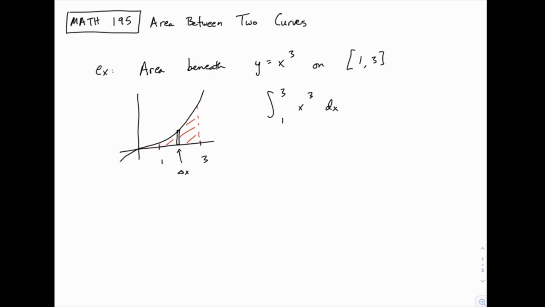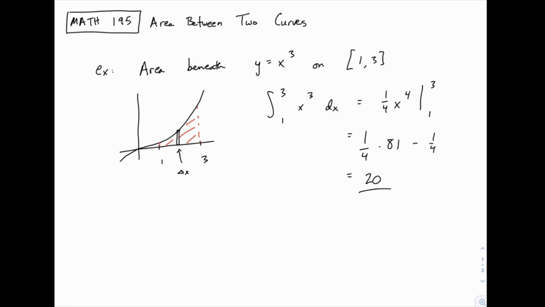Integrating this is fairly straightforward, as most of the integrals will be when we do these applications. We won't have very complicated integrals most of the time. This is just 1/4 x to the 4th, evaluated from 1 to 3. So that would be 1/4 times 3 to the 4th, which is 81, minus 1/4 times 1 to the 4th. And this turns out to equal 20. We won't spend a lot of time doing the arithmetic there. So this is very familiar. This is already something that you are comfortable with.